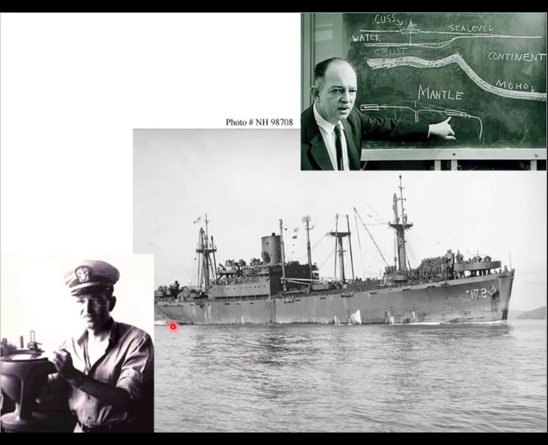So we started building these inexpensive transport ships called Liberty ships. And Harry Hess, this was his ship. He was captain of this ship. And so we just start sending these things across the Atlantic Ocean and the Pacific Ocean to supply our allies and to supply us and to get all our stuff over there so we could fight the war.